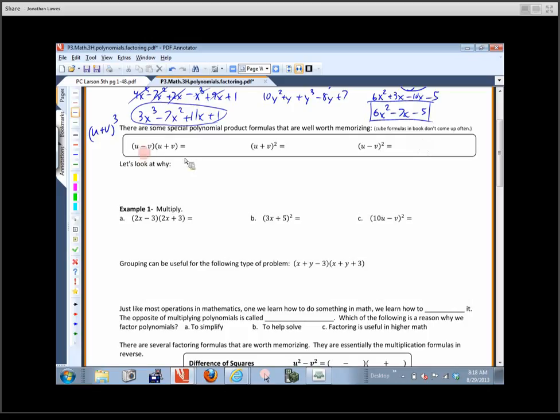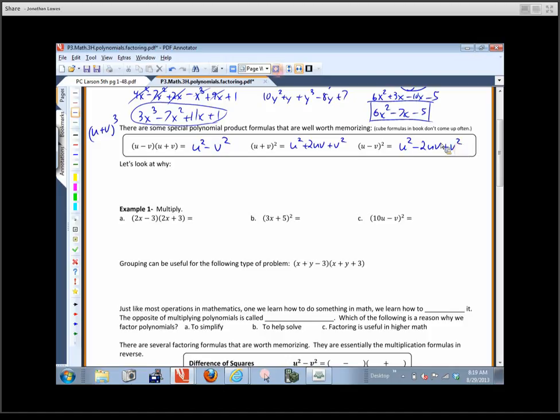So if I have u minus v times u plus v, so this minus that and this plus that, we end up with u squared minus v squared. If we have u plus v quantity squared, we end up with u squared plus 2uv plus v squared. And if I have u minus v quantity squared, I end up with u squared minus 2uv plus v squared.